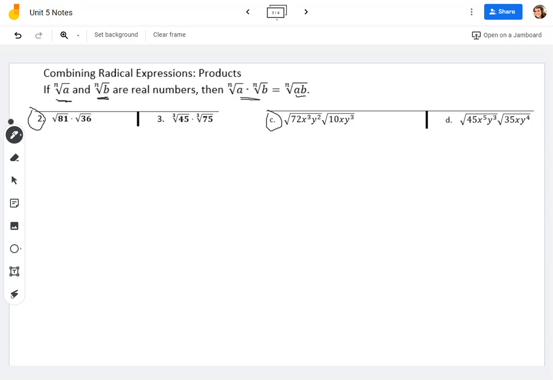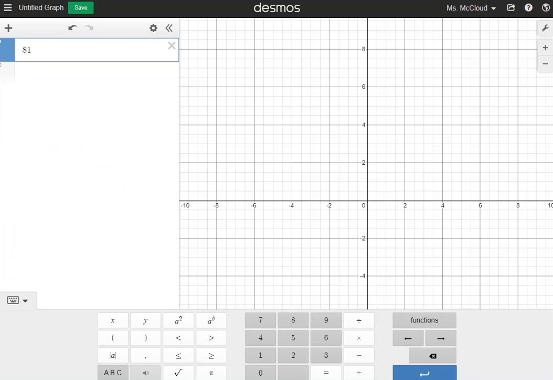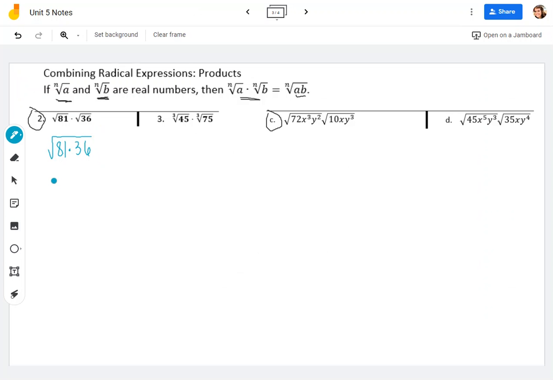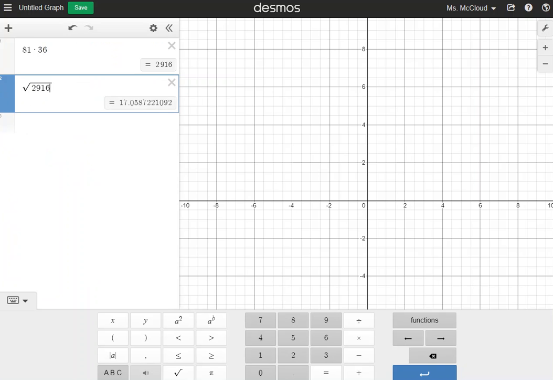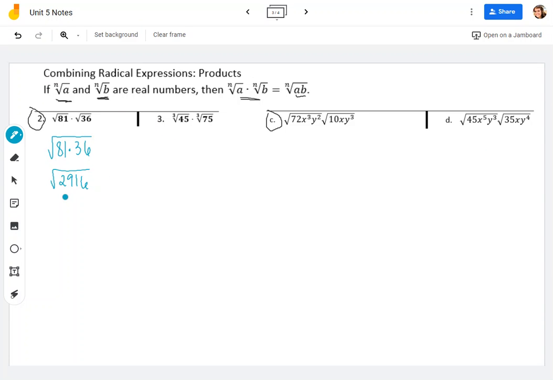We can multiply them. So if we look at example number 2 here, there's two ways we could think about it. If we follow the pattern we just saw, we can rewrite this as 81 times 36. I'm going to use Desmos to help me with that. 81 times 36 gives me a very large number, 2,916. And then we can find the square root of that, and it gives you 54. So that would be it for that problem.